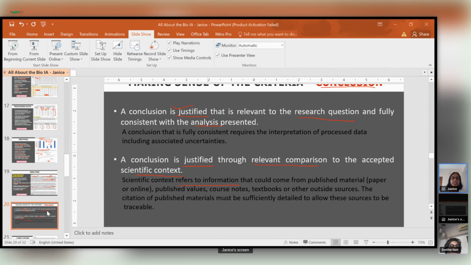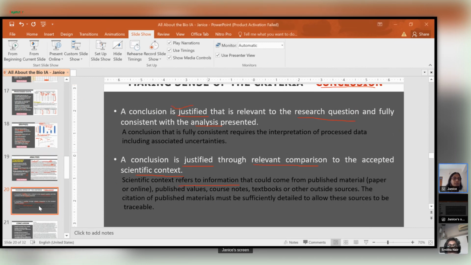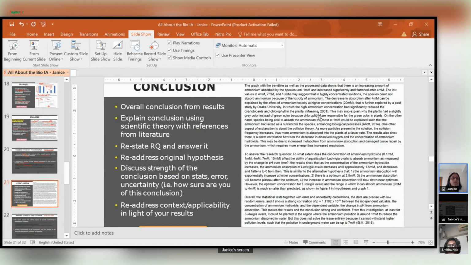Okay, fine. Now we come to how you're going to write the conclusion. Can you see the conclusion? I have written it very clearly, on the basis of what we have done in the analysis and everything. So I restate the RQ, I readdress the hypothesis, I discuss the strength of the conclusion, and I readdress the context. Whatever I have done, I'm concluding, it's like a synopsis. I've done it in this manner.